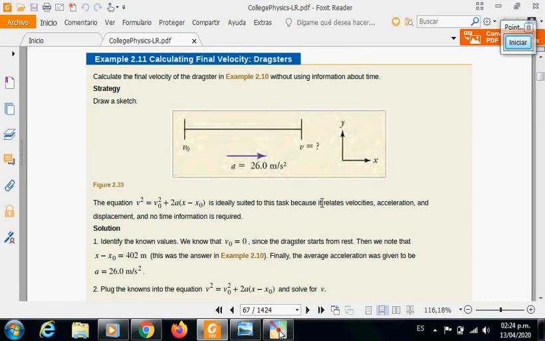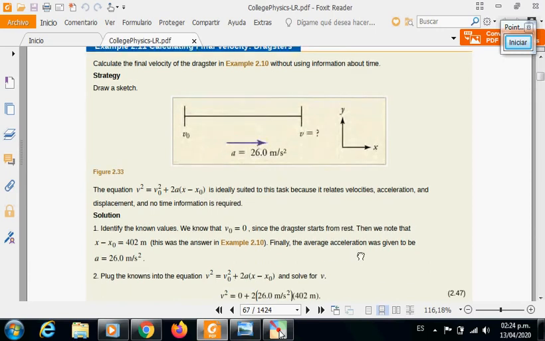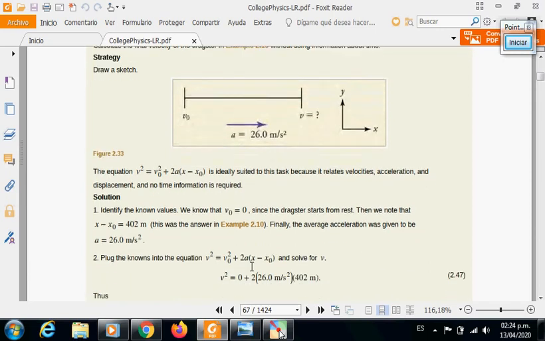Alright, in this case they have decided to use this formula. Final velocity squared is equal to the initial velocity squared plus 2 times the acceleration times the final position minus the initial position. I prefer to use the formula with an F and an I, to be clearer, so x_f minus x_i. So, where did they get this data?